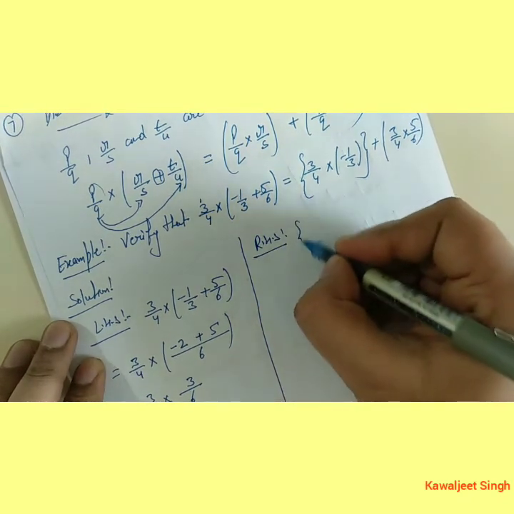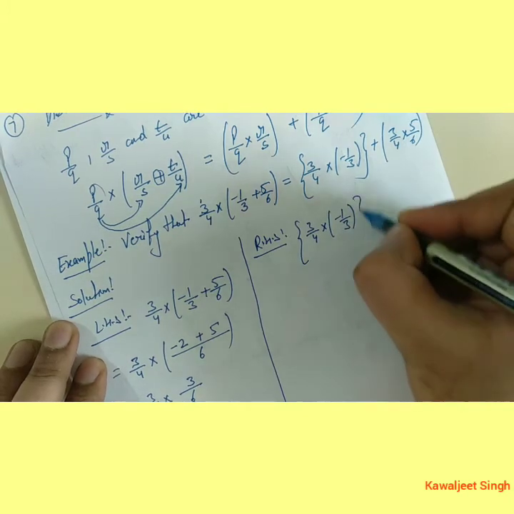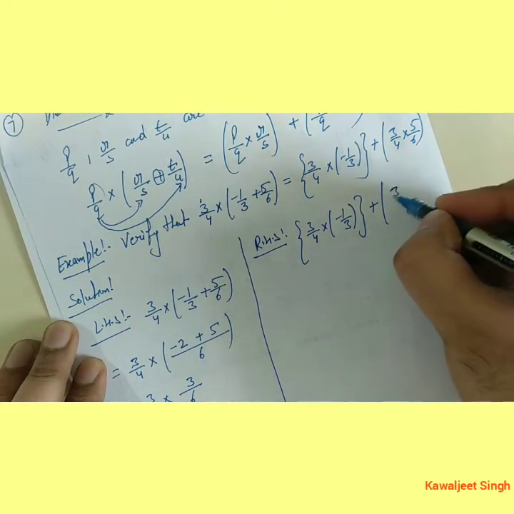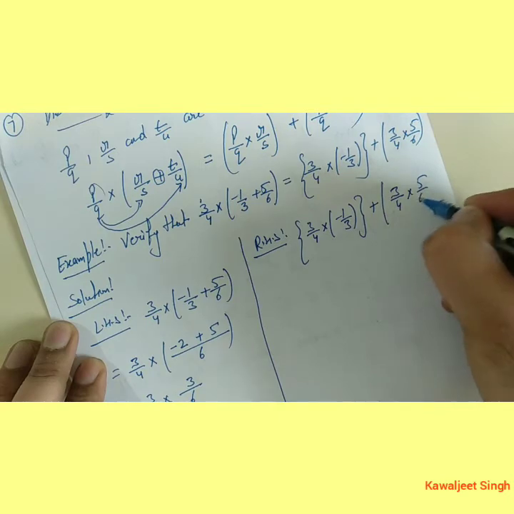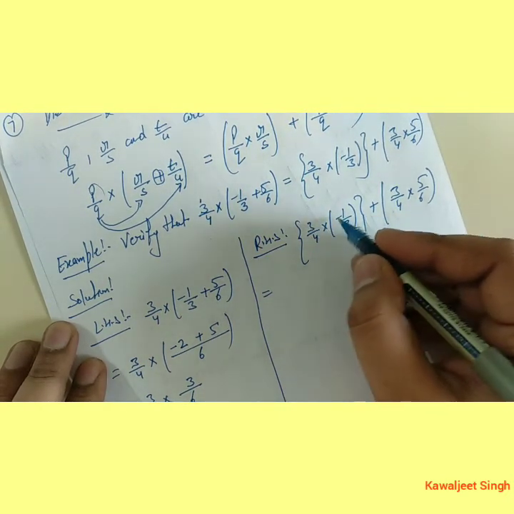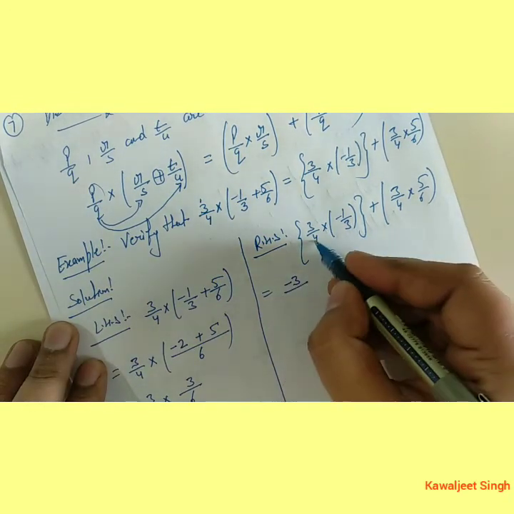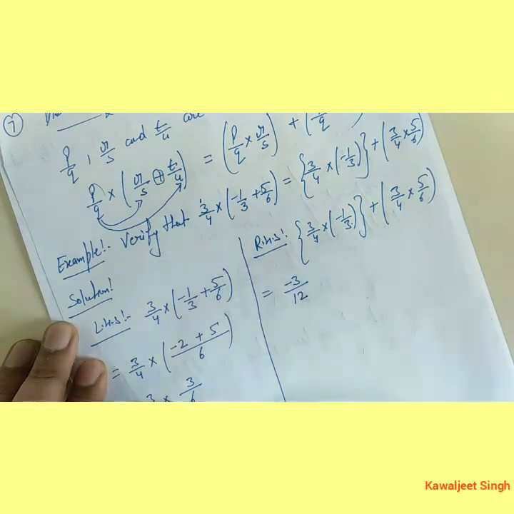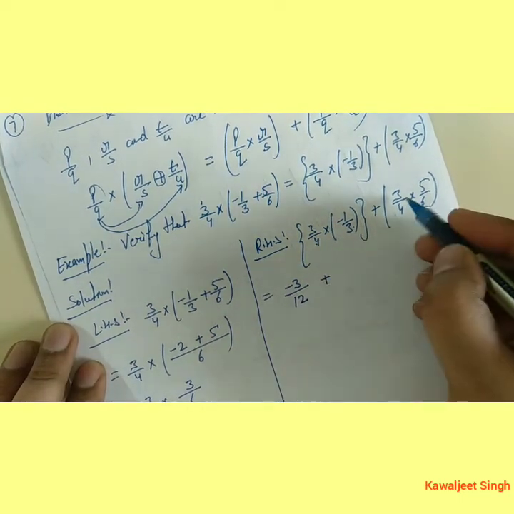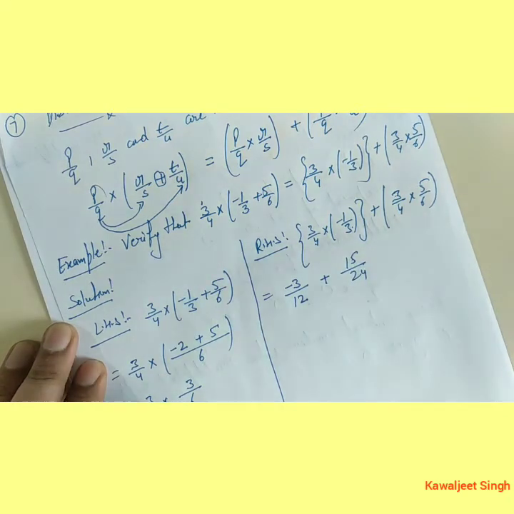On the right hand side, it is given 3 by 4 multiplied by minus 1 by 3, plus 3 by 4 multiplied by 5 by 6. First of all, solve the first bracket. 3 multiplied with minus 1 becomes minus 3, and 4 multiplied with 3 becomes 12. Plus, solve here again: 3 5s are 15 and 4 6s are 24.